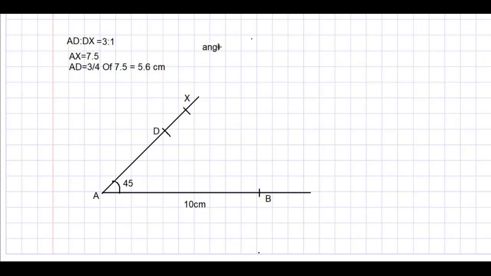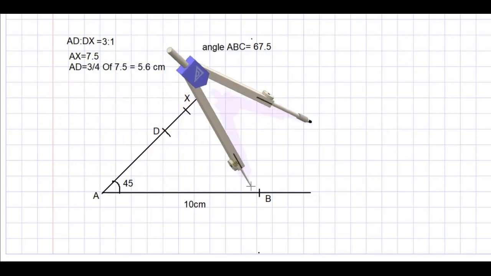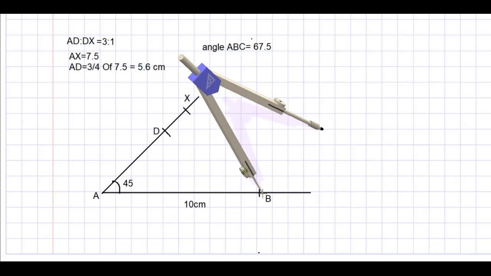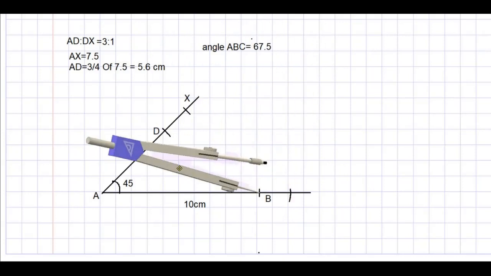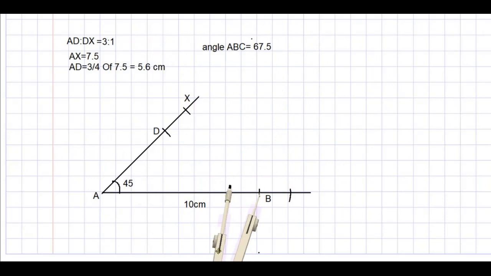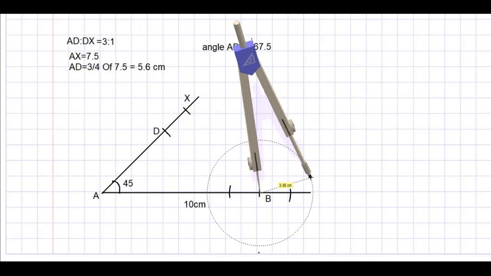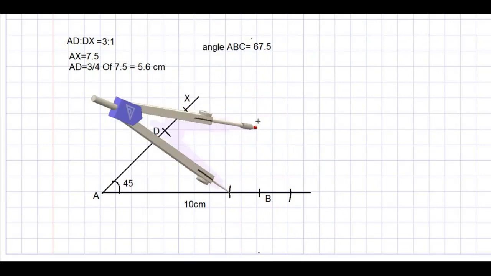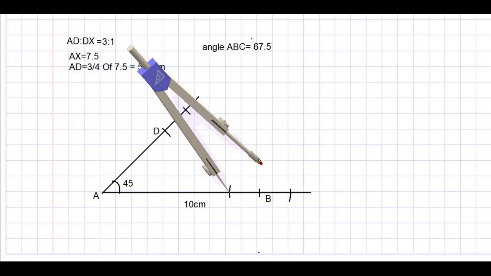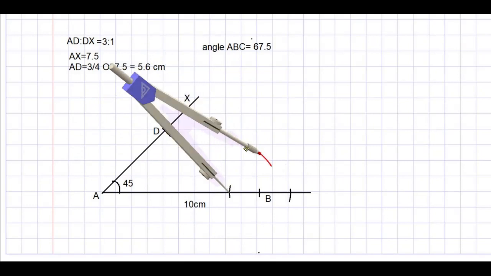Something else we need to do is construct the given angle ABC, that is 67.5 degrees. At this particular point, we need to construct an angle of 67.5 degrees, that is angle ABC. But before that, we draw a perpendicular, a 90 degrees angle at B. So let us construct 90 degrees at B.